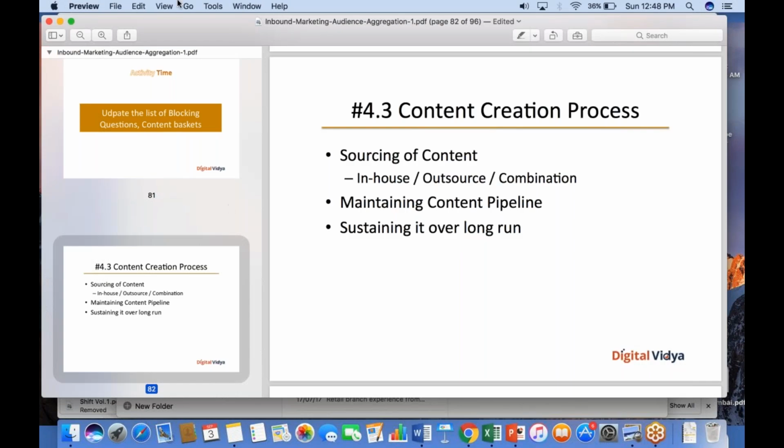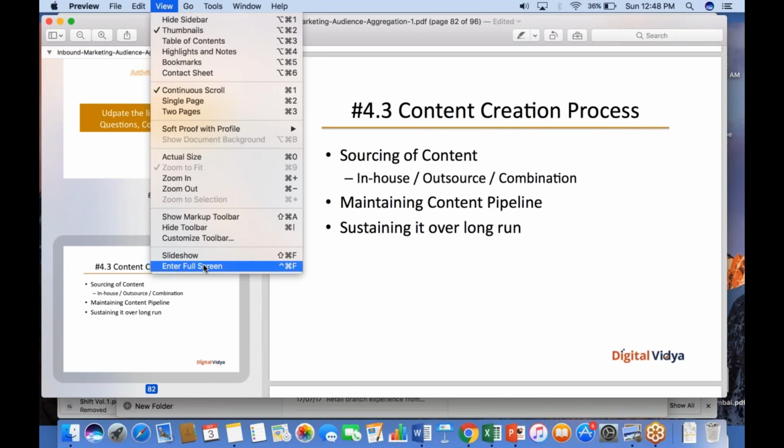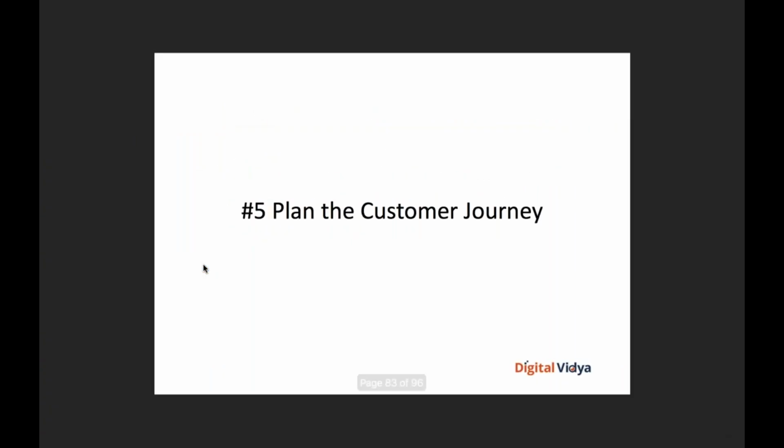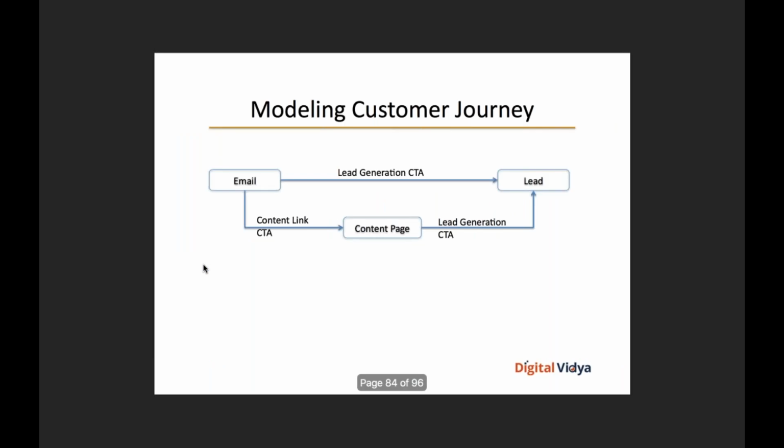Moving on. The next thing you need to do is to plan the entire customer journey across the entire life cycle of purchase. This is a simplistic representation of how you could go about modeling your customer's journey.